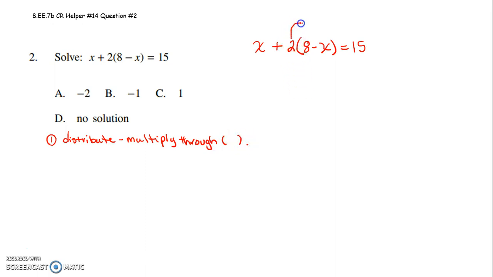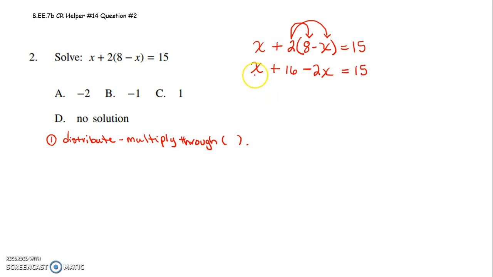We actually have to distribute 2 through this set of parentheses. There's a plus sign in front of that 2, so I'm going to distribute a positive 2 through the parentheses, or multiply a positive 2 through the parentheses. This x will remain, plus 2 times 8 is 16. Keep my minus sign. A positive times a negative is a negative. That's why I keep my minus sign. 2 times x we write as 2x. Then we have equals 15.